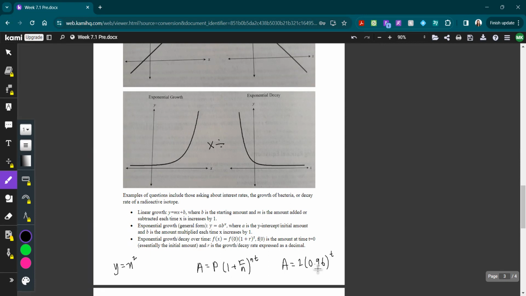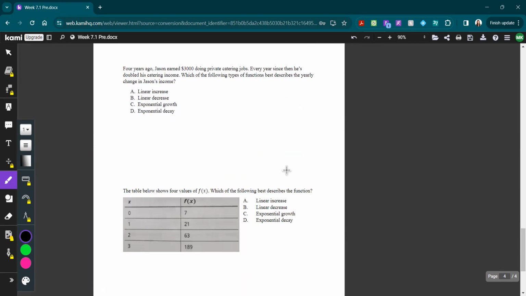So that's why with decay, you have to be a little bit more careful when you read it or when you put it into the equation. This tells you how much remains after T amount of time or X amount of time. Now let's look at some questions.